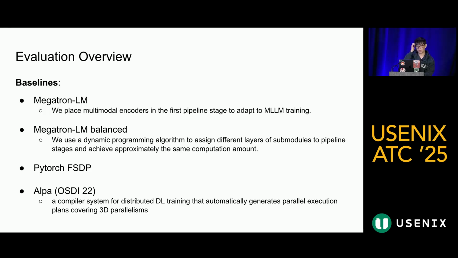For the baselines, we compare against 2 strong baselines. The first one is Megatron LLM, which has an adaptation of placing the encoder into the first pipeline stage to adapt to MLLM training. The second one is a stronger baseline we created. Basically, we have a dynamic programming algorithm to assign different layers to different stages to ensure they are balanced. And we also compare with FSDP and APA.